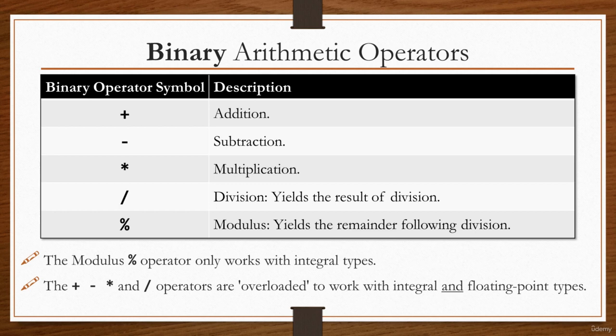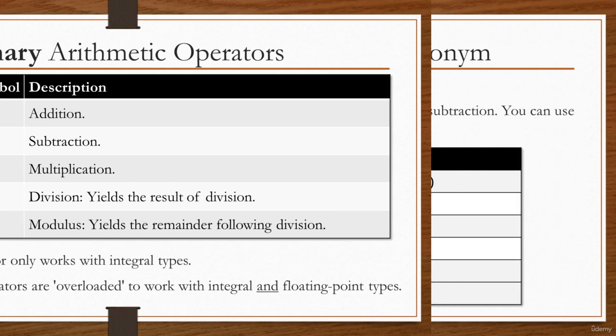Now I would like to note that we are going to cover division and modulus in an upcoming lecture in more detail. Interestingly, the modulus operator uses the percentage symbol, and it works only with integral types. Another interesting thing is that the plus, minus, multiplication and division operators are overloaded to work with integral or floating types. So basically those work with different types, whereas the modulus operator only works with integral types. As I mentioned, we will cover the floating point types in the next lesson.